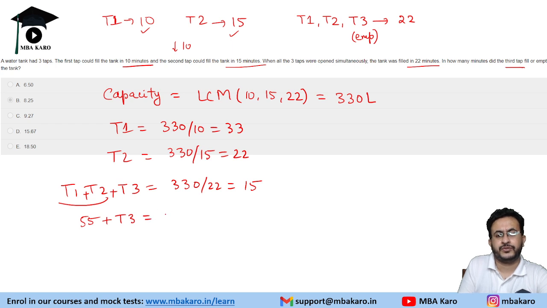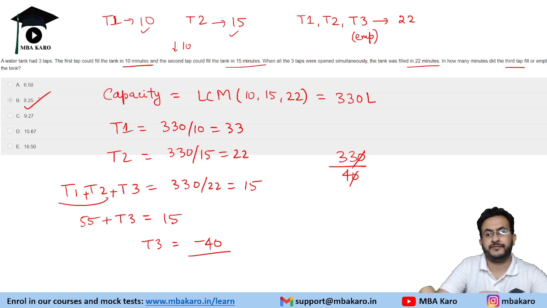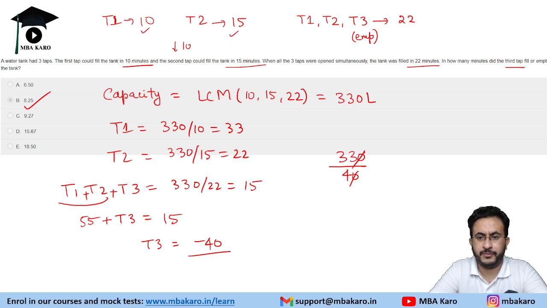So it means tap 3 is doing minus 40. That means it's emptying 40 liters per minute. Total capacity is 330. Divide by 40. 33 by 4 is 8.25 minutes. So it will take 8.25 minutes to empty the tank.